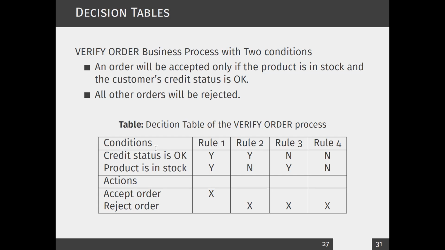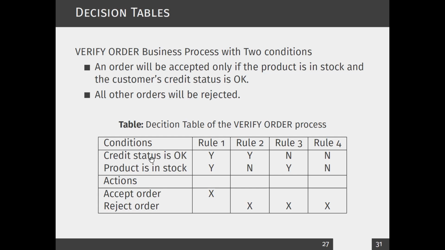So since we have two conditions, there are four possibilities. These are known as rules. The first rule says that both conditions are met, yes and yes. The second rule says yes and no. The third rule says no and yes. The fourth rule says no and no. So it's like a truth table where we look at all possible combinations of these conditions.